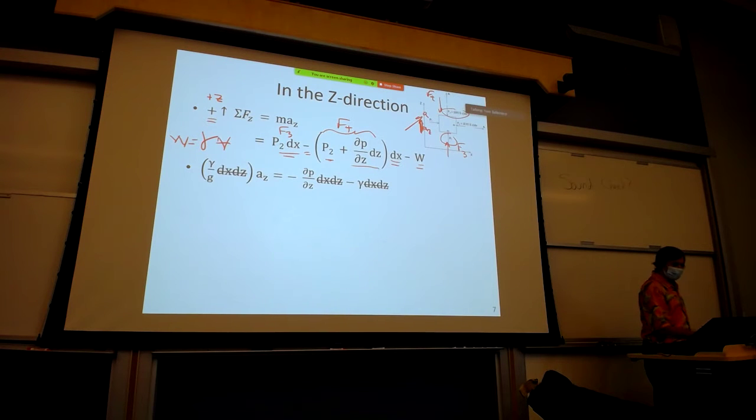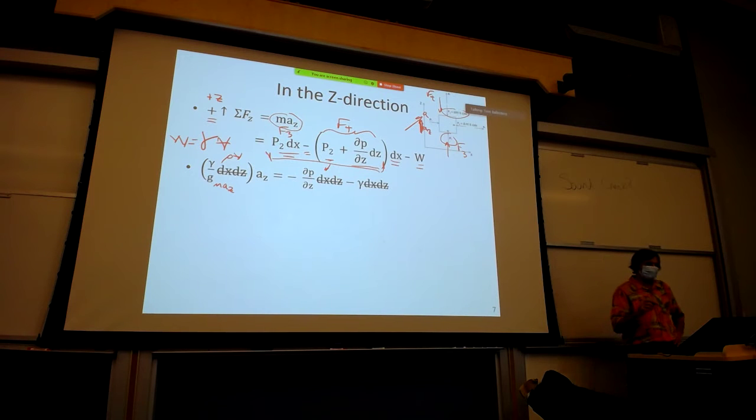So again, this first term of MAZ, remember the mass is rho times volume. And so the two-dimensional mass is density, which is gamma over g, times the volume, dx dy dz, or in 2 dimensions, dx dz. So this is the MAZ. And then from the two pressure terms, or the two force terms, if you want to call them that, they result in just dPdZ dx dz, because the P2 dx term cancels in both of these in the second line. So these two come from F3 minus F4, and then this is the weight.